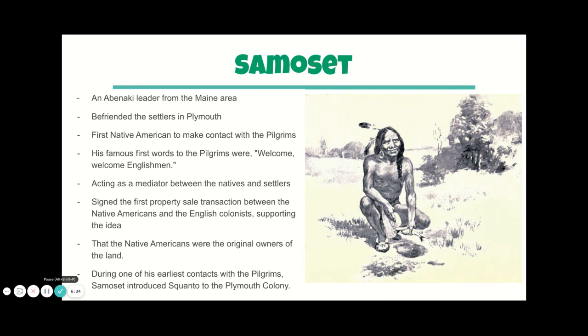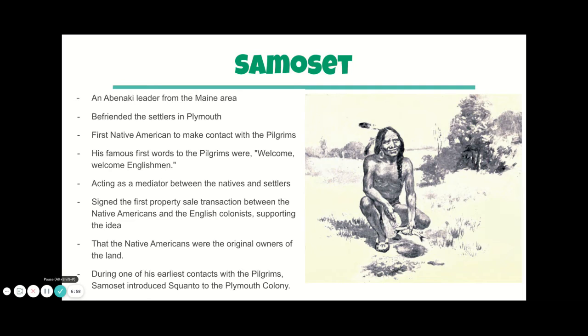Another Native American that we need to talk about is Samoset. He was a leader in the Maine area, and he befriended the settlers in Plymouth as well. He was the first person to make contact with the Pilgrims, the first Native American to make contact with the Pilgrims. His famous first words were supposedly, "Welcome, welcome, Englishmen." He was an acting mediator between the natives and the settlers.